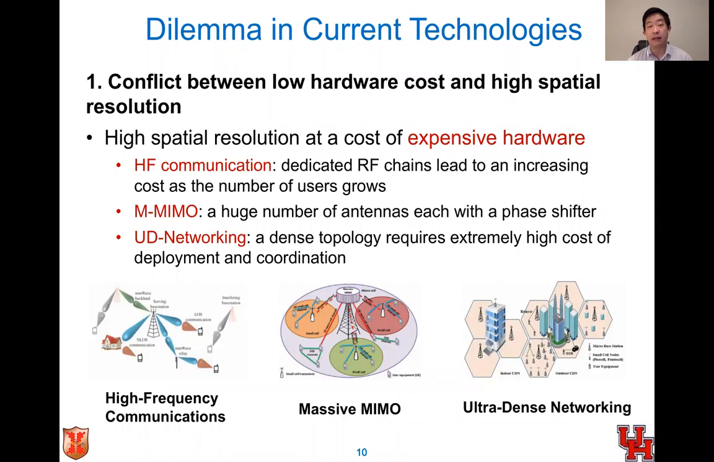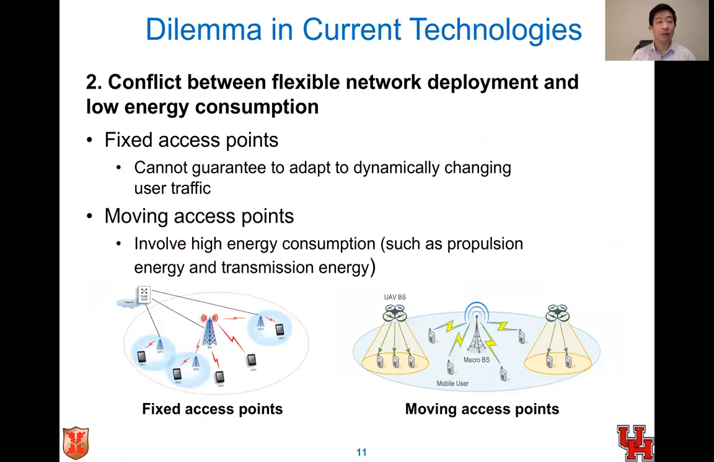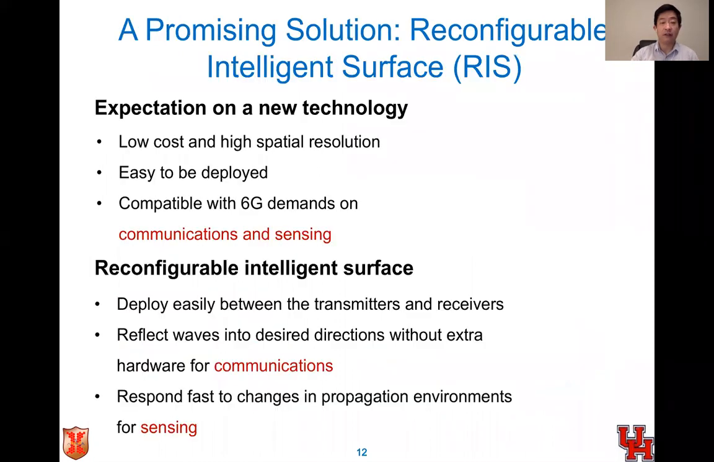Before the RIS, those were probably the three major important topics for this kind of physical layer. But the ultra-dense network is not in the physical layer. Massive MIMO and millimeter wave have been important topics during the last few years. And the second dilemma is the conflict between flexible network deployment and low energy consumption. So we have a fixed access point, and then we can have a moving access point, like the UAV that we discussed yesterday. These are two different scenarios.